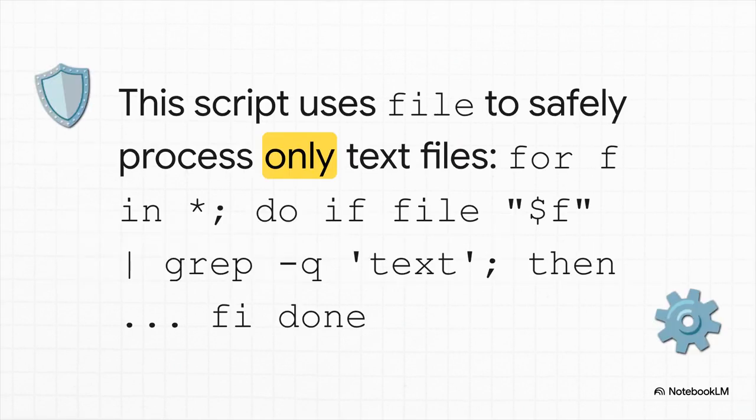And here's what that actually looks like. This simple little loop goes through every file in a directory. For each one, it uses file and then pipes that output to grep to quietly check if the word text is in the description. And only if it's a confirmed text file does it move on to the next step. This is how you build scripts that you can actually trust.